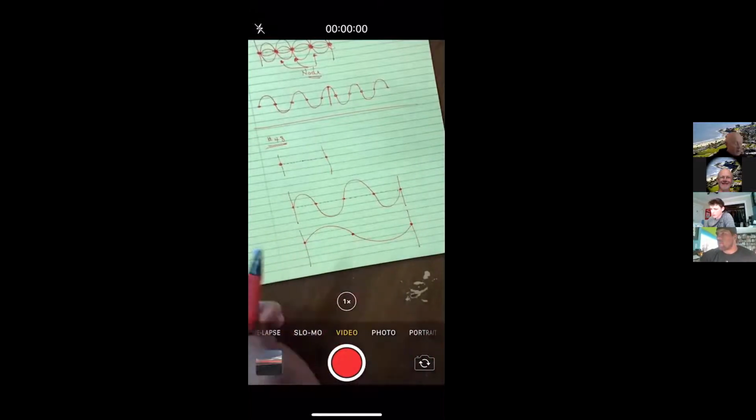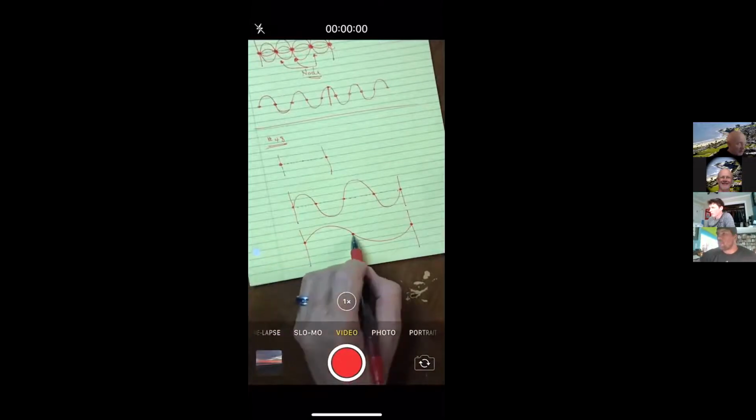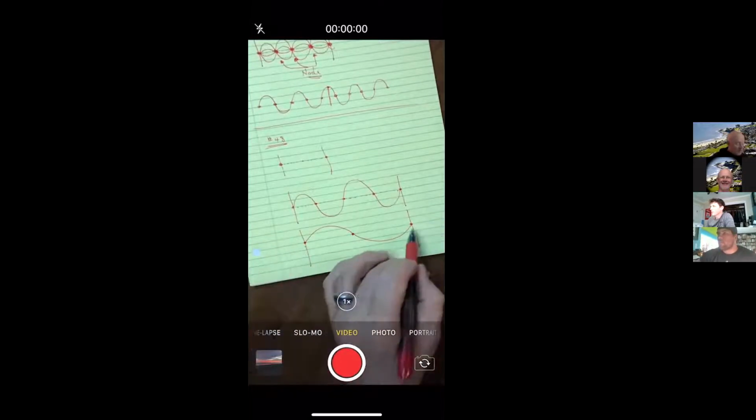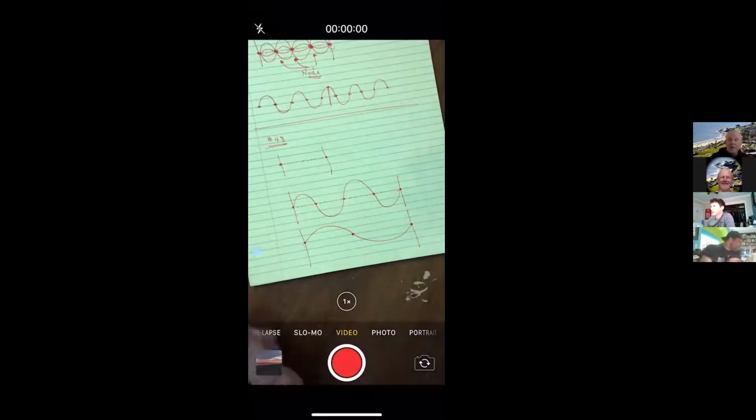And if the question was asking how many nodes, we might say there's 1 node, not counting the ends, or there's 3 nodes counting the ends. That's not our question. Our question is to compare the wavelength.